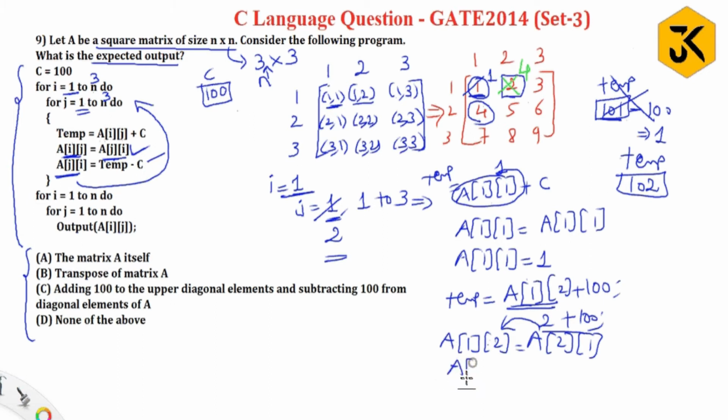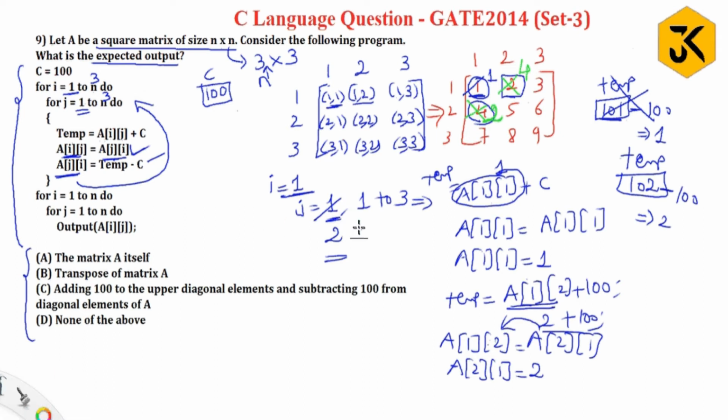Next statement, A of ji. A of ji means A of 2 1 equal to temp minus c. What is temp minus c? Temp value is 102, minus c value 100. So you will get 2. Means the value 2 is copied to A of 2 1. Okay, so this is for j value 2.